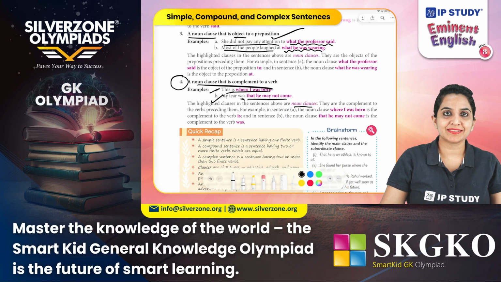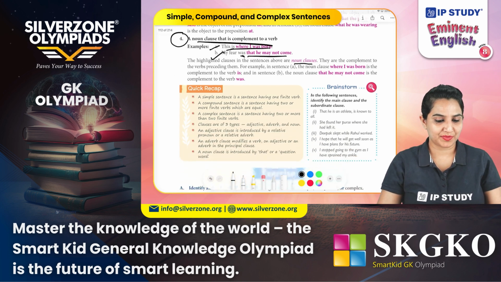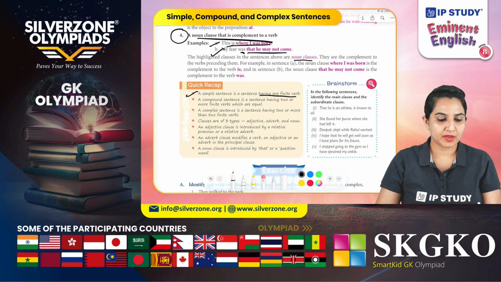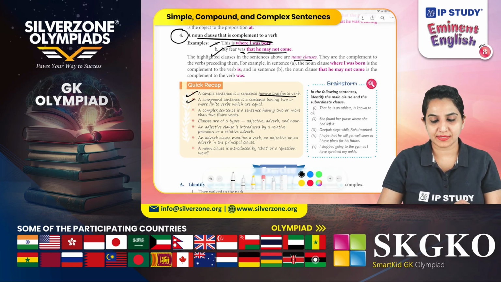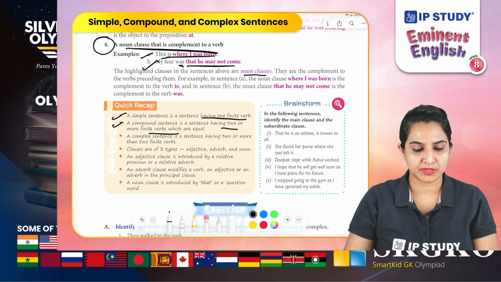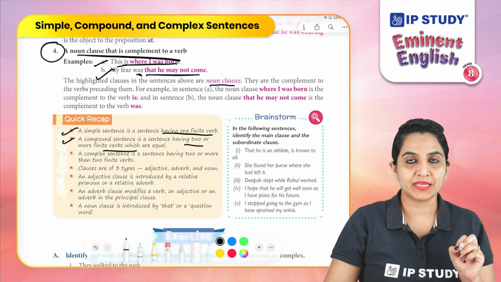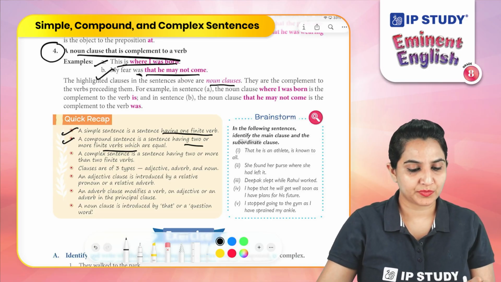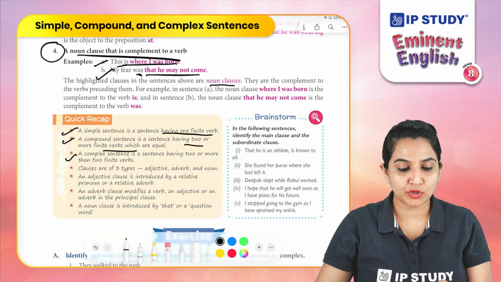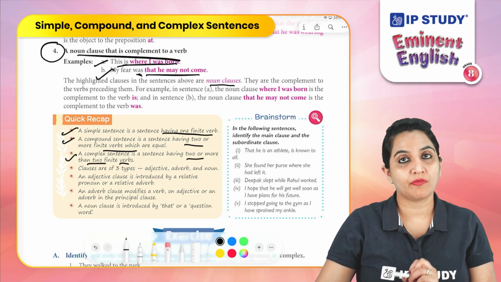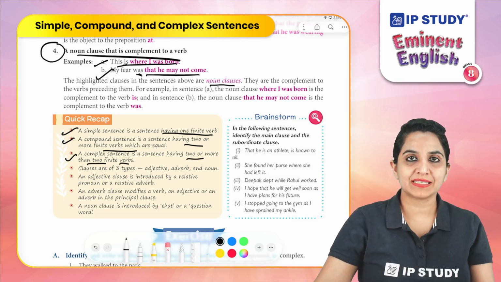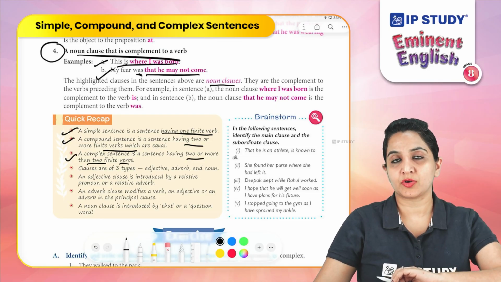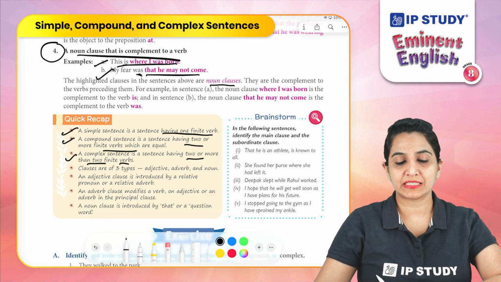Before we end this lesson, let's do a quick recap. A simple sentence has one finite verb. A compound sentence is a sentence having two or more finite verbs which are equal. That means both are equal, both are simple sentences. A complex sentence has two or more finite verbs, but one is a coordinating clause and another one is a subordinating clause. One is independent, one is dependent.